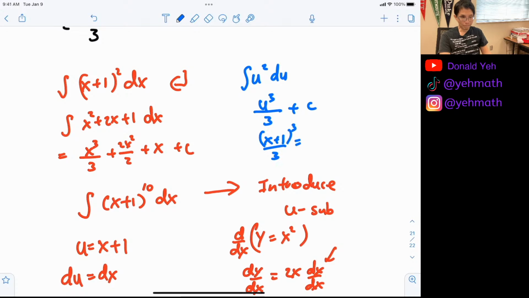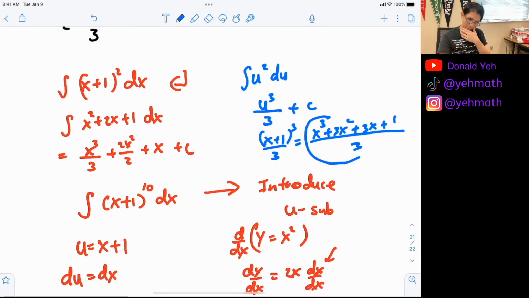Third. But the answer is slightly different. If you pay attention, this is going to be x cubed plus 3x squared plus 3x plus 1, all over 3 if you expand them. So the first term is going to be the same. Do you see that? The first term is the same. The second term is also the same. The third term is the same.